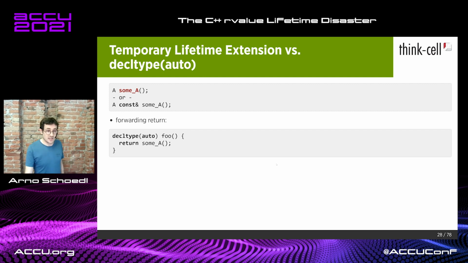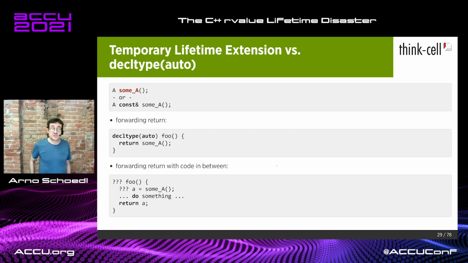And let's see, if we want to do nothing in between, then it's easy. Then we just write decltype(auto) foo, and then we say return someA, and then it will actually work. If someA returns a value, then foo will return a value. If someA returns a constant lvalue reference, foo will return it. But let's say we want to do something in between. We want to add some code here, look into the A or whatever. Then what do we do? How do we do that?